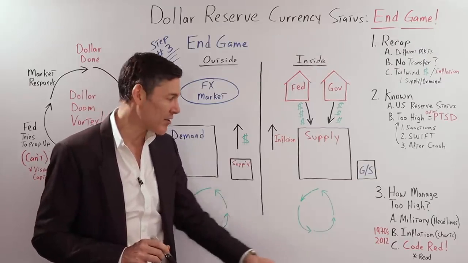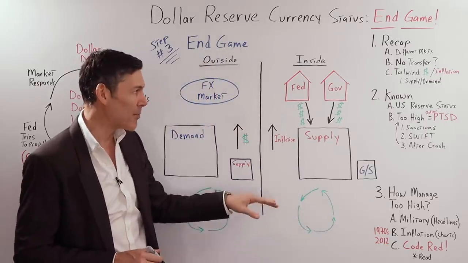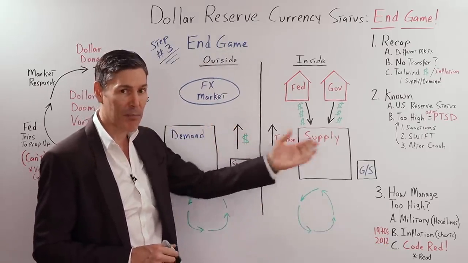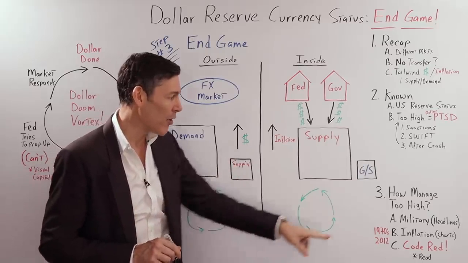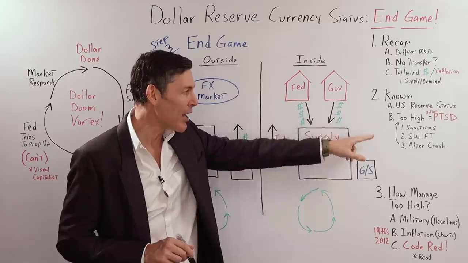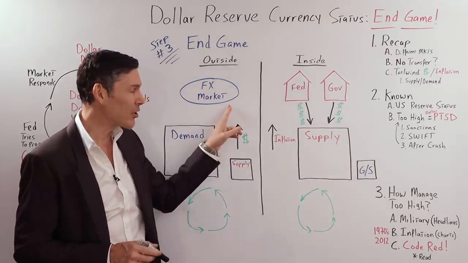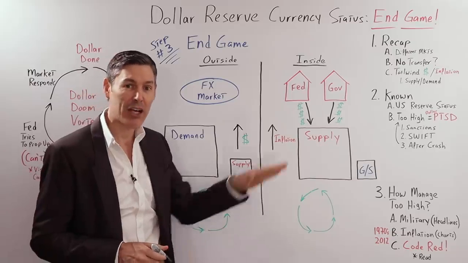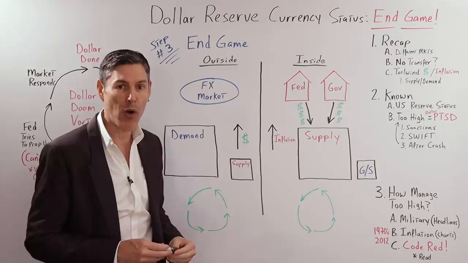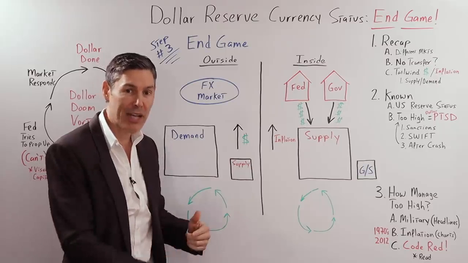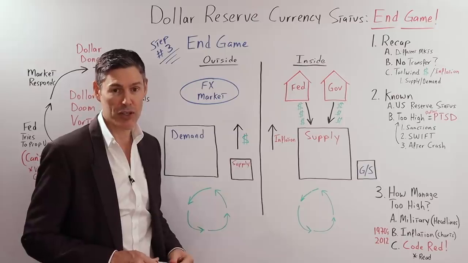The only way is this code red method we talked about, where they print up funny money, go into the FX market to buy other currencies. The problem with that is, although they're trying to avoid the dollar going too high, so they lose the reserve currency status, just by implying they're going to go into the FX markets, that could drop the dollar too low, going into a dollar doom vortex where the dollar keeps going down and down and down, also losing the reserve currency status.